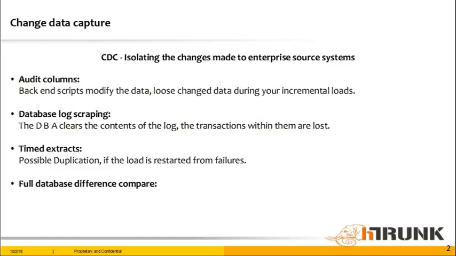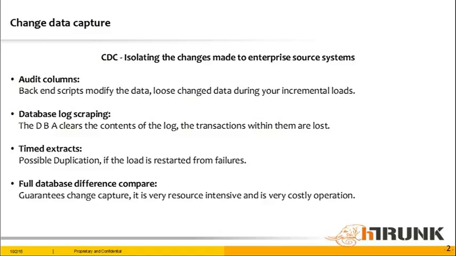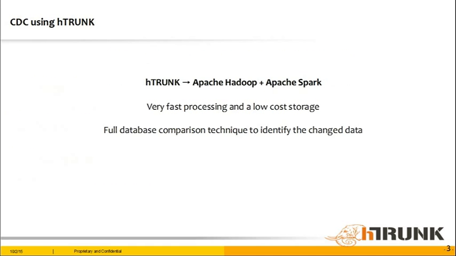4. Full database difference compare. Full diff compare keeps a full snapshot of yesterday's database and compares it record by record against today's database to find what has changed. This technique guarantees change capture, but it is a very resource-intensive and costly operation. With Apache Hadoop and Apache Spark, data storage and processing is not a costly operation at all, and hence htrunk uses the full database comparison technique to identify the changed data.